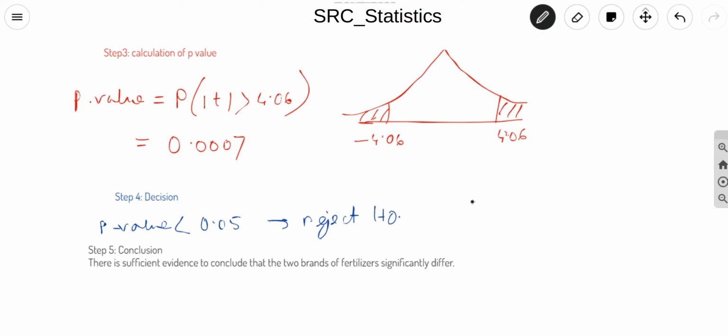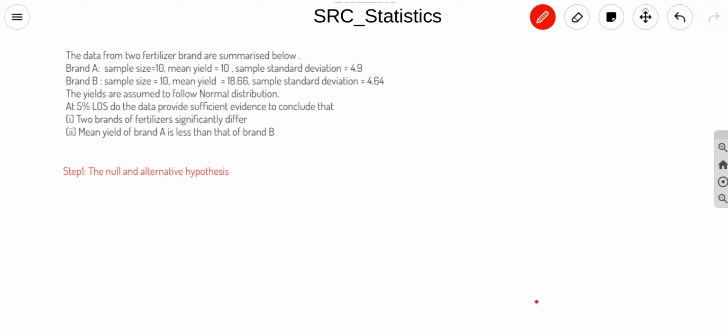So this is t-test for two means and for two-tail test. Next we go to t-test for two means for one-tail test. Now we go to the second part of the problem. At 5% level of significance, do the data provide sufficient evidence to conclude that mean yield of brand A is less than that of brand B?